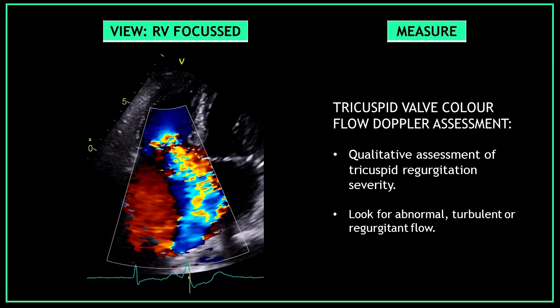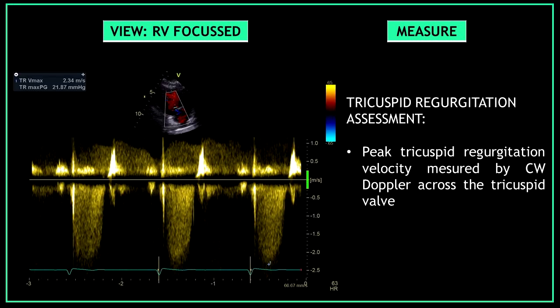Now continue with a tricuspid valve color flow Doppler assessment. Use color Doppler to look for abnormal, turbulent, or regurgitant flow, and perform a qualitative assessment of the tricuspid regurgitation severity. And use continuous wave Doppler across the tricuspid valve to assess the tricuspid regurgitation and measure the peak tricuspid regurgitation velocity.